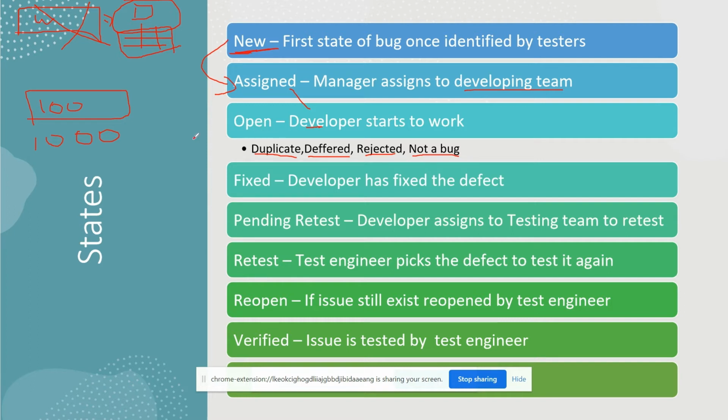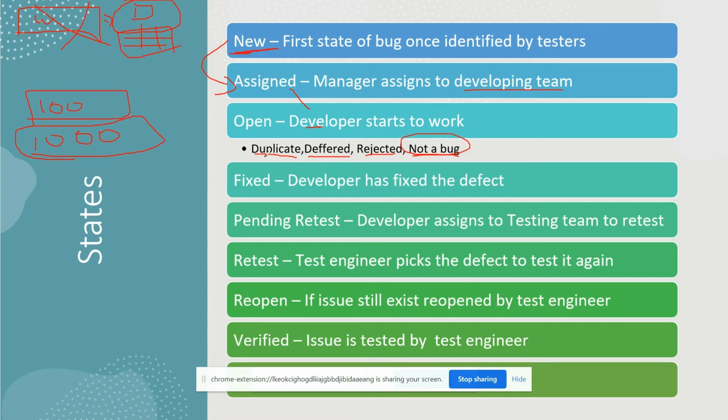That developer will check with the product owner or the business analyst, and the business analyst says yes, it can also accept 1000 values. So that is not going to be a bug. Whatever we raised is not going to be a bug, so he will mark it as not a bug.